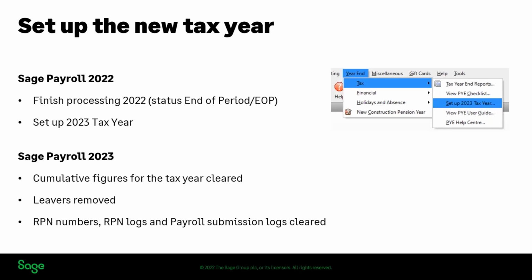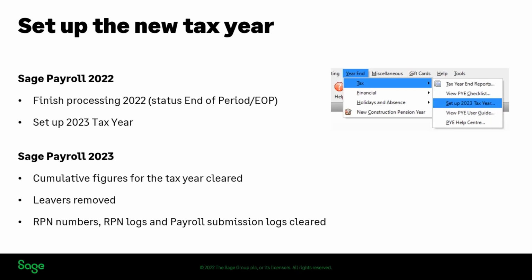What this does is, any cumulative figures for the tax year are cleared. Your levies are removed, and your RPN numbers, RPN logs, and payroll submission logs are also cleared. Now that is just cleared for the future, so that is in your 2023 payroll, but if you ever need to revisit any of that information, you can just log into your 2022 payroll and the information will still be there. So it's clearing it down for your 2023 payroll. Just make sure you're aware of that, because if you go looking for it in 2023, it'll not be there, but you can just log in to 2022 to check it out.